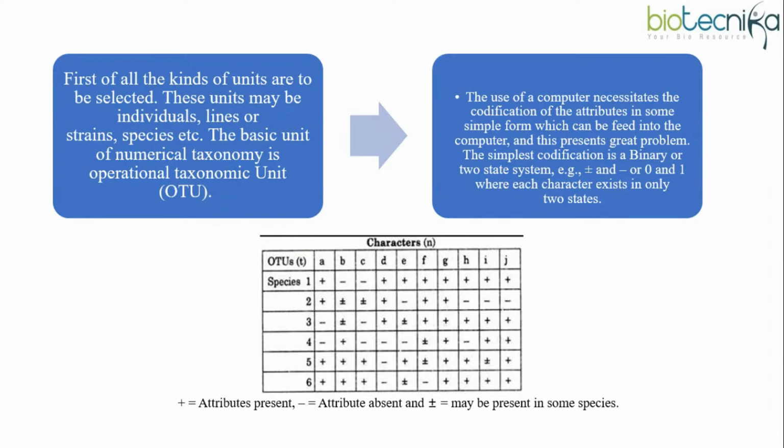Let me see. No idea. Amit is saying similar characters. Very good. Similar is somewhat closer to it. So there are different characteristics we can see. OTU means different characteristics or different attributes. So can you see here A, B, C, D, E, F, G, H, I, J? These are different characters.